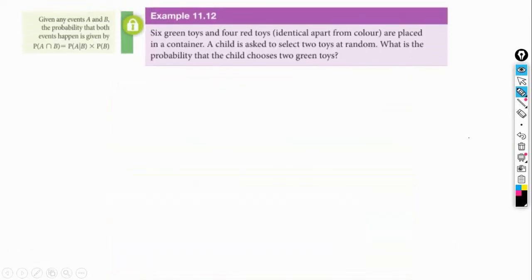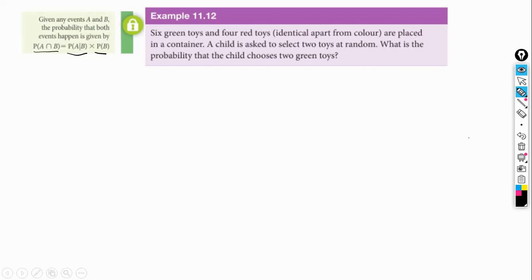Given any events A and B, the probability that both events happen is given by P(A intersection B), which is equal to the probability of A given B times the probability of B.